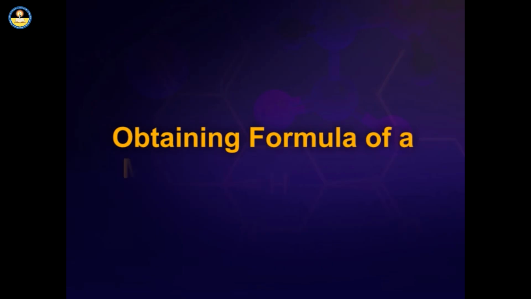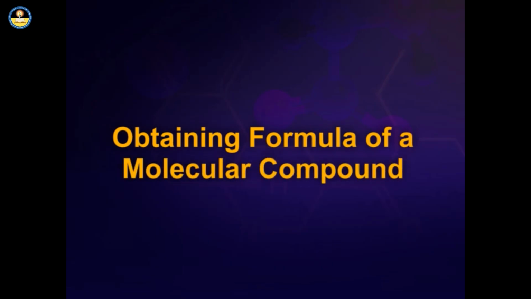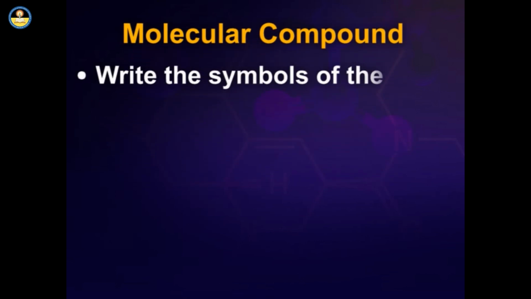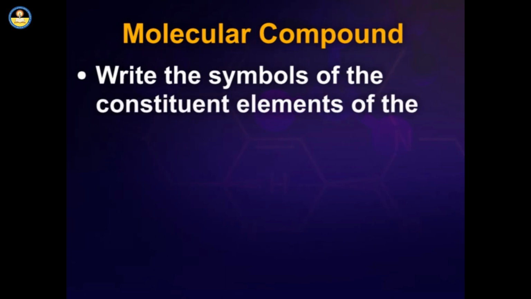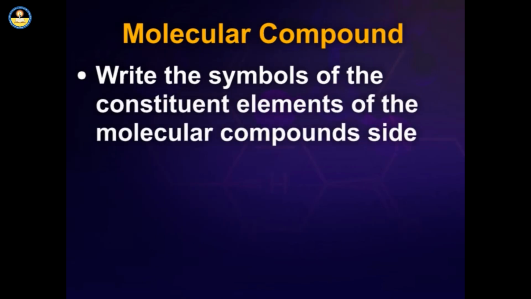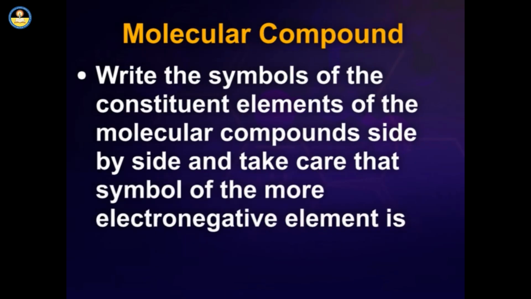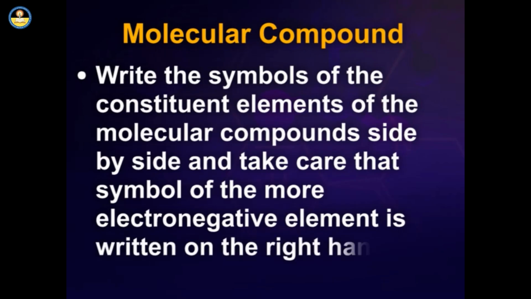Obtaining formula of a molecular compound. The chemical formula of simple binary molecular compound can easily be obtained by following few steps. 1. Write the symbols of the constituent elements of the molecular compounds side by side and take care that symbol of the more electronegative element is written on the right-hand side.